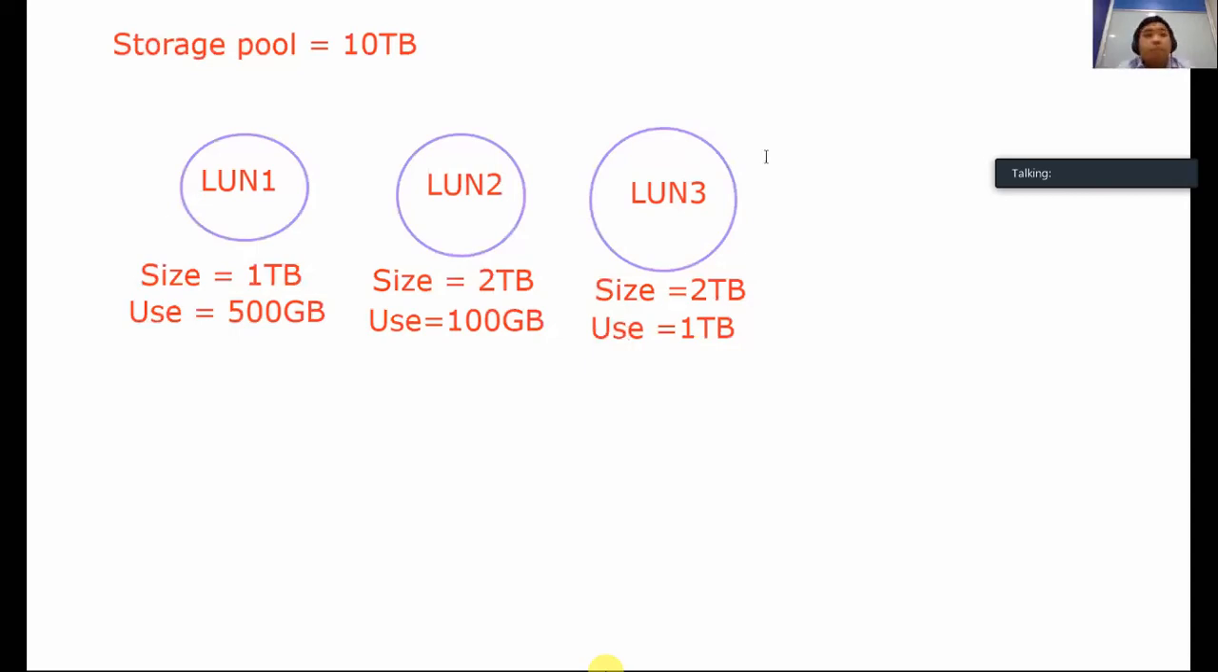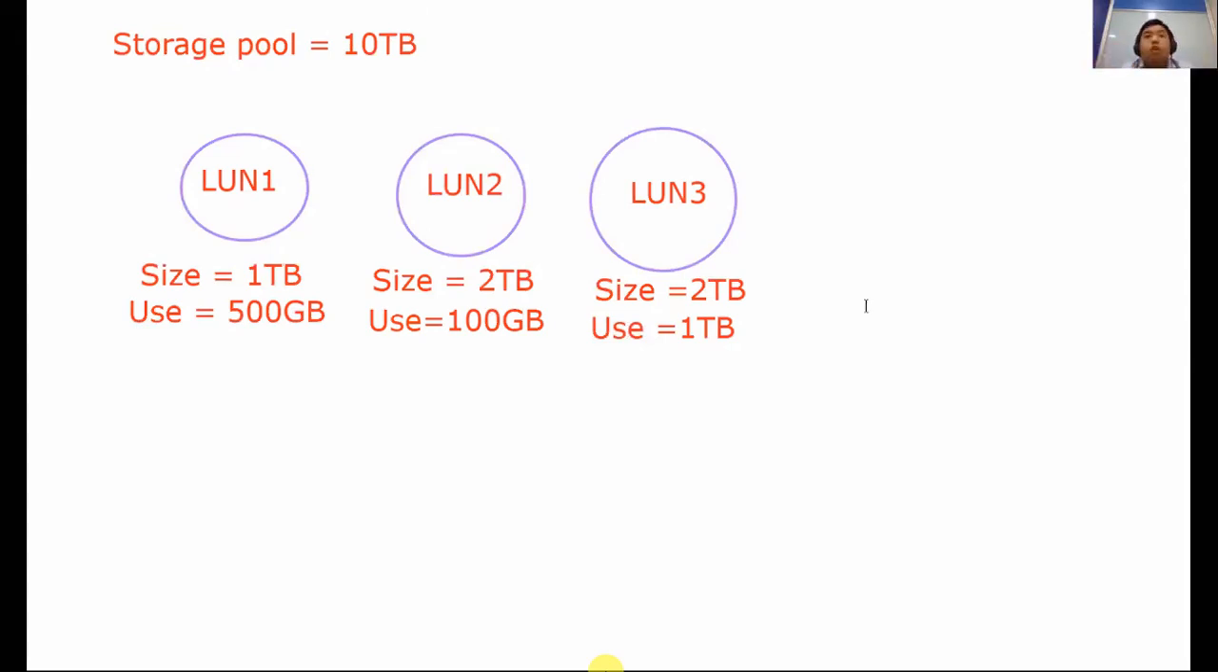Okay? So let's say that all this LUN, LUN 1, LUN 2, LUN 3, is a thick LUN. Okay? It's a thick LUN. So your storage pool has 10 terabyte. I create 3 LUN. Each of them is 1 terabyte, 2 terabyte. So basically, total is 5 terabyte in size, but I only use 1.6 terabyte. Okay? How much storage space will I use from the storage pool?